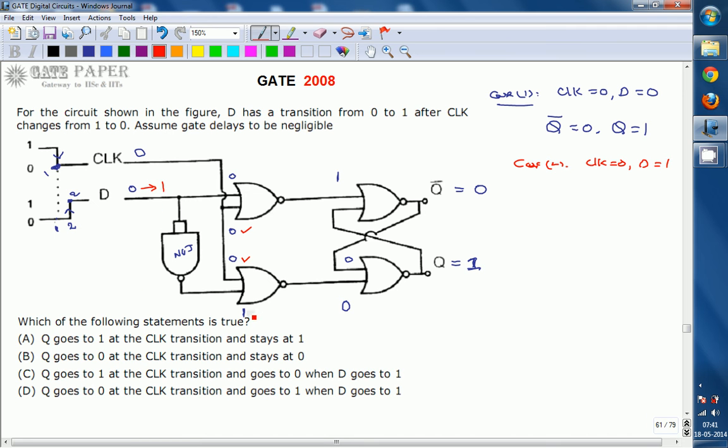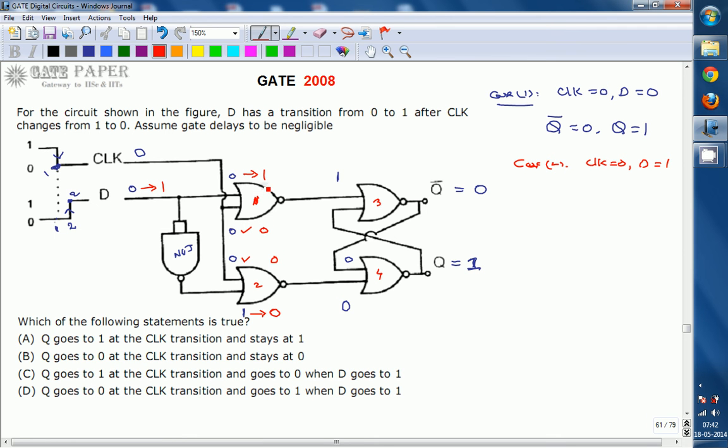Whenever D changes from 0 to 1, since this NAND gate is acting as an inverter, this input will change from 1 to 0, and here D is connected, which also changes from 0 to 1. Now let's see what the actual inputs for the gates are. For our simplification, number the NOR gates 1, 2, 3, 4. For the first NOR gate, the present inputs are 1 and 0, and for the second NOR gate, the present inputs are 0 and 0.